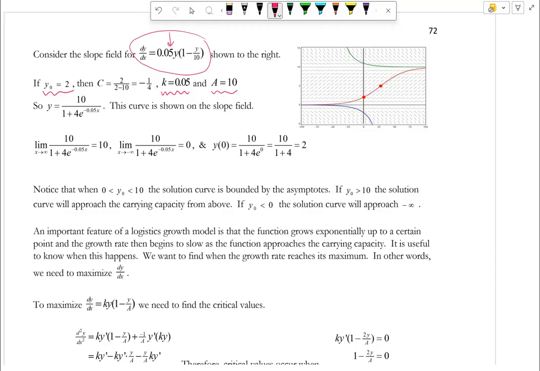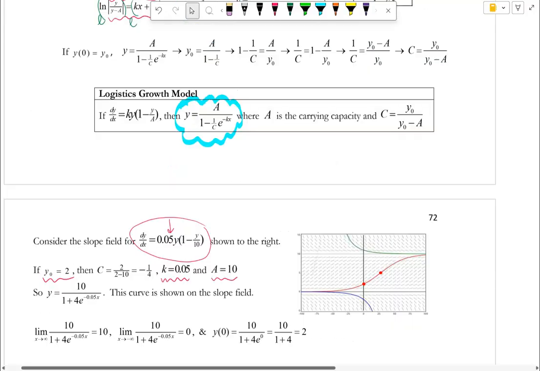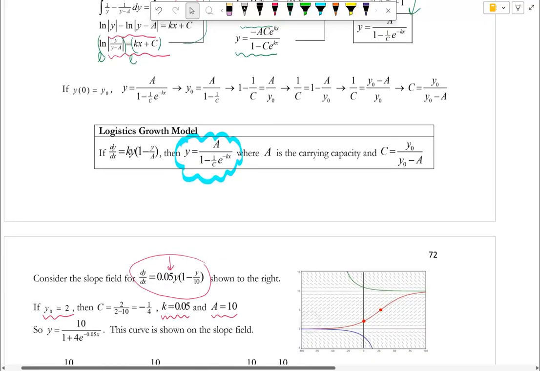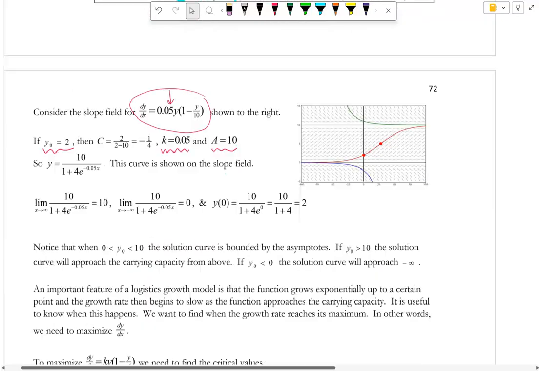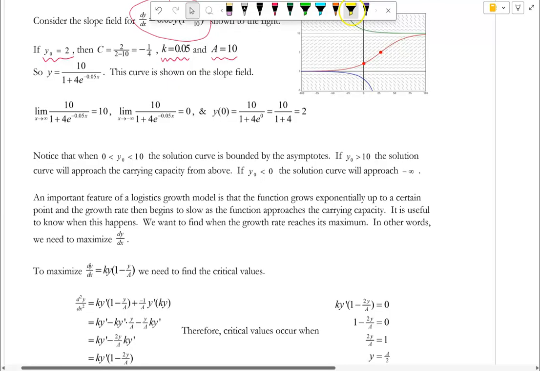So when we go to write that as the curve, and again we can use what we have in our box above, when we write our solution for y, we get this. And this curve is shown on the slope field. So this is the red curve on the slope field to the right.